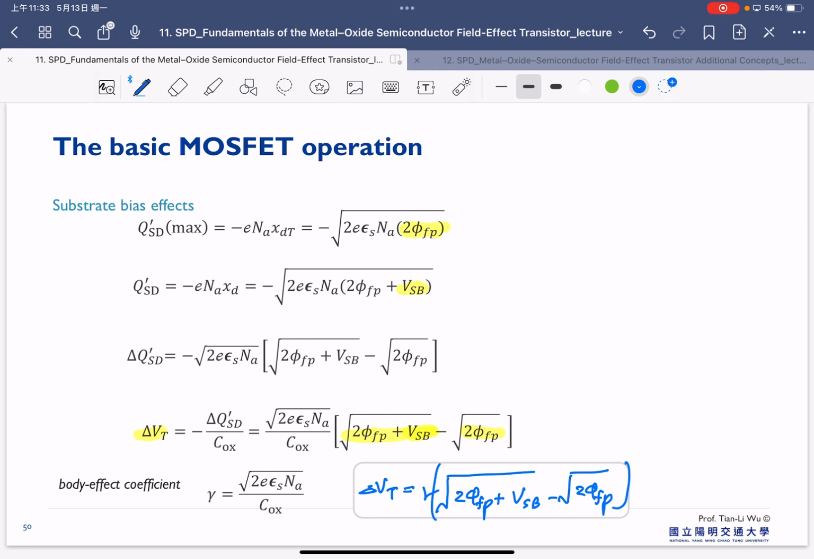So that's all. Actually, the overall influence from the body effect will slightly change our threshold voltage, so we have to consider that influence. In the end, this is to calculate how the threshold voltage can be influenced by our substrate bias here.